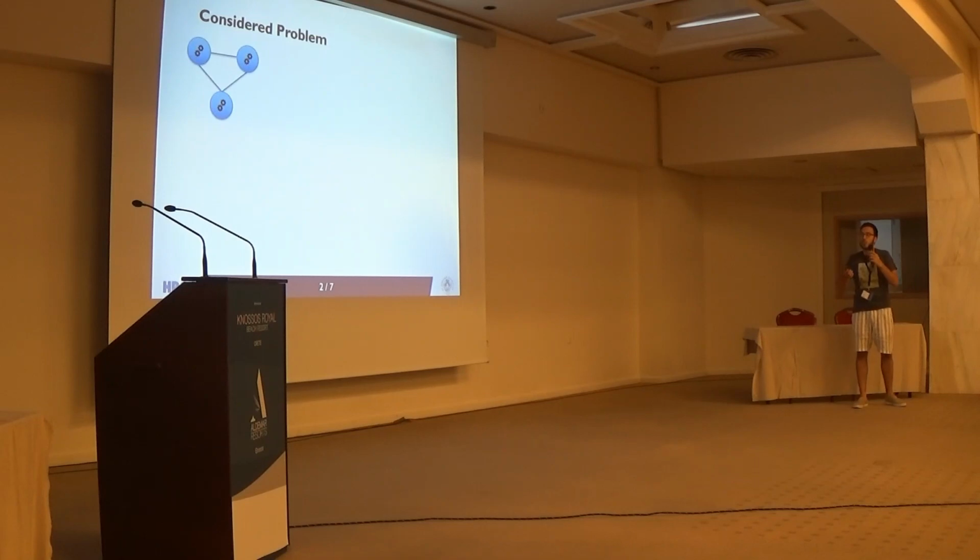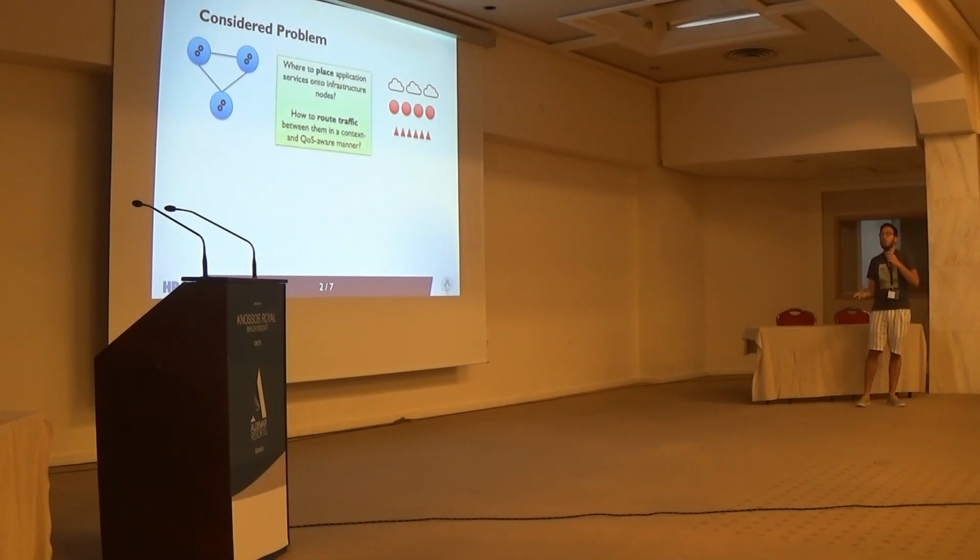So, first of all, we know the application is made of services and end-to-end interactions between them. On the other hand, we have the infrastructure made of nodes divided into layers with several levels of capabilities, as we have seen before. And we wonder where to place each application service on an infrastructure node. And once we have decided how to place each service, how to route the traffic between the placed services in a quality of service and context-aware manner.